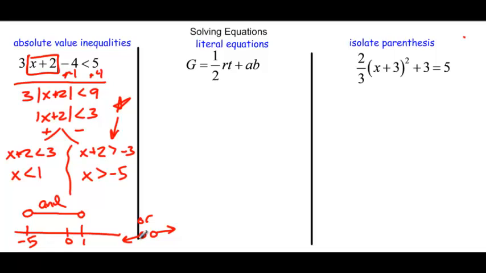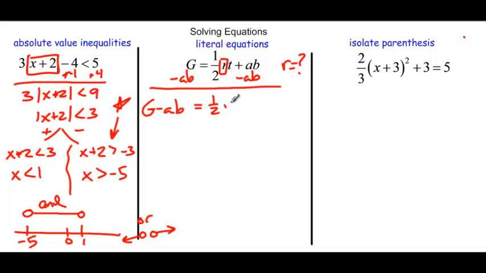Sets of answers. Okay. Now the next one, literal equations. This one we're solving for a variable in terms of other variables. So let's say we want to solve for in terms of r. So the first thing I'm going to do is isolate, where's r at, right there. So I need to undo this. So the first thing I'm going to do is subtract ab from both sides. And again, you treat the letters just like numbers. So when I see this, I'm going to have g minus ab is equal to 1/2 r times t.